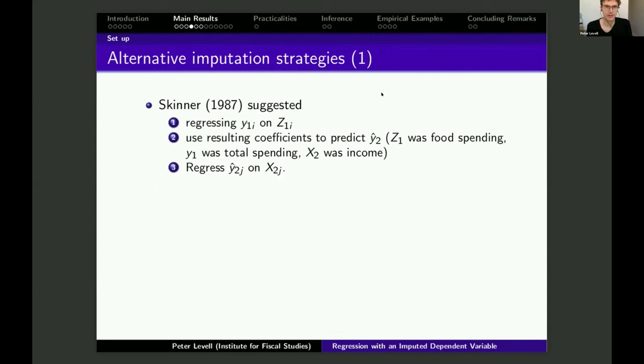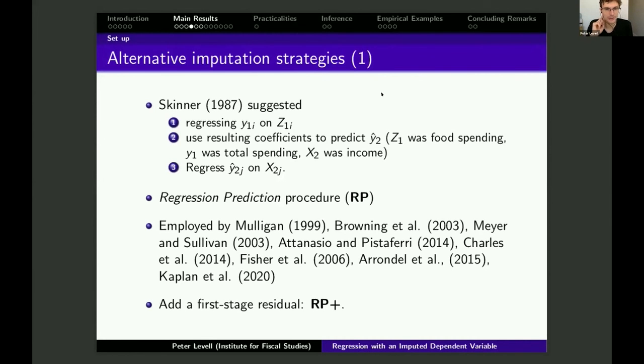Okay, so let's talk about some different ways that you could proceed in the context of this setup. An early paper by Skinner suggested regressing Y on Z, and using the resulting coefficients to take fitted values of Y. In his case, Z was food spending, Y was total spending, and then you regress these fitted values on X. We're going to call this the regression prediction procedure, and it's been widely used in the literature, particularly on consumption. If you like, you can add a first stage residual to get the variance right in the dependent variable. We're going to call that the RP plus procedure, the regression prediction plus procedure.